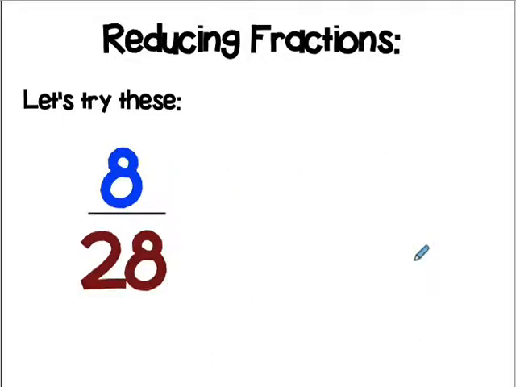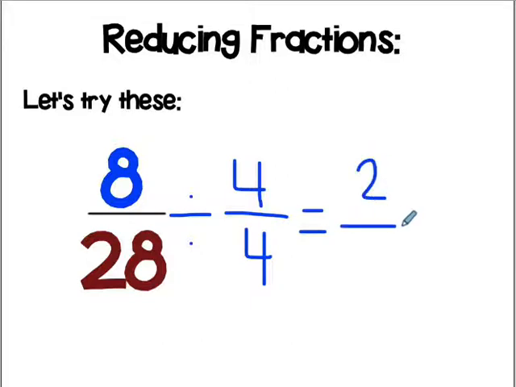8 over 28. Now, both of these are even numbers, so I know they're going to have to reduce. So let's start with 8. Does 8 fit into 28 perfectly? No. Does 7? 7 doesn't fit into 8, so that won't work. 6? Nope. 5? No. 4? Yes. 4 fits into 8, and 4 fits into 28. So I'm going to divide this fraction by 4. I'm going to do 4 over 4, and 8 divided by 4 is 2. And 28 divided by 4 is 7, so my new reduced fraction is 2/7.